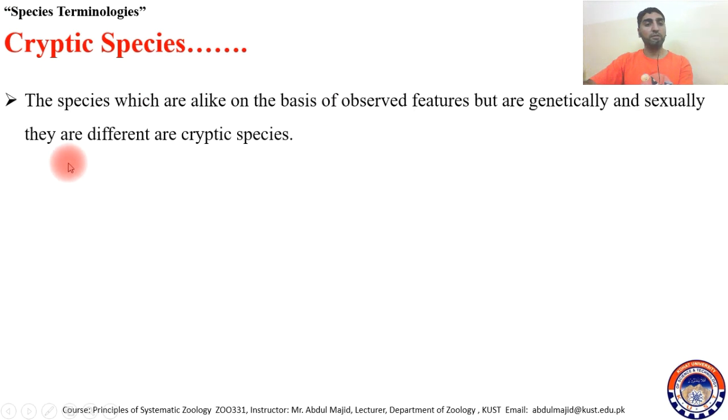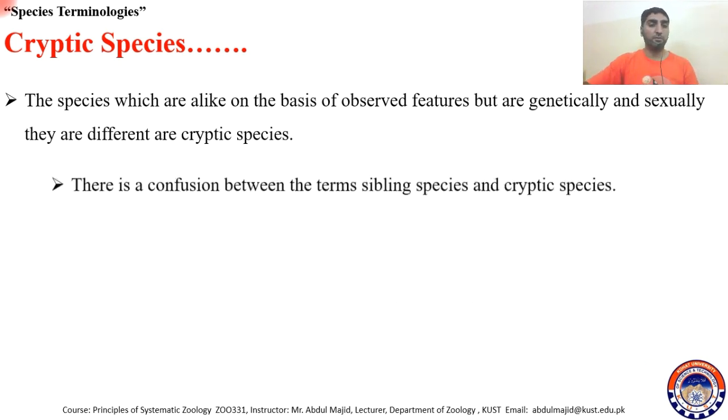A little bit of explanation. Species which are alike on the basis of observed features, meaning when you observe them they are alike, but when you look at them genetically or sexually, they are different. They are sexually isolated from each other and cannot interbreed. One definition of a species is that its members sexually interbreed, but these are morphologically similar and cannot interbreed. Such species are called cryptic species.